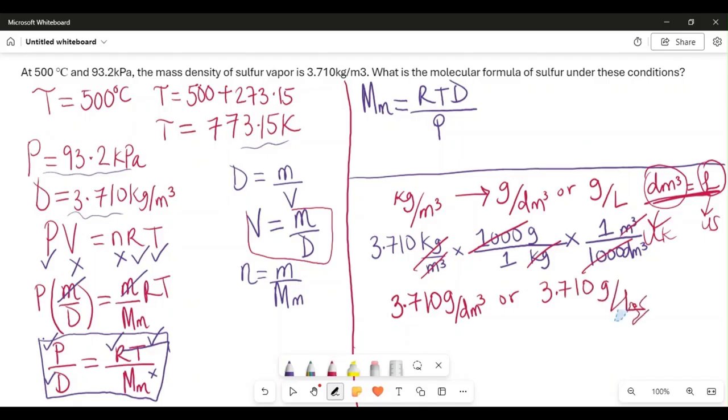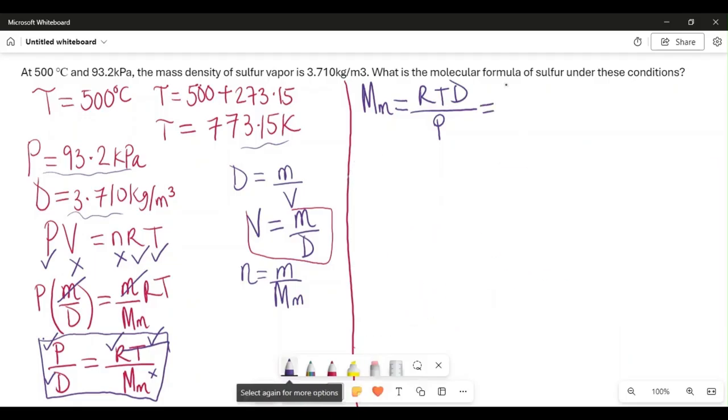So that is what we're going to use now. We've got 3.710 gram per liter. Now we can input this information into the equation above. So RTD is the same thing as having 8.3145, and we have the kilopascal liters divided by mole Kelvin. That is the unit for the gas constant.